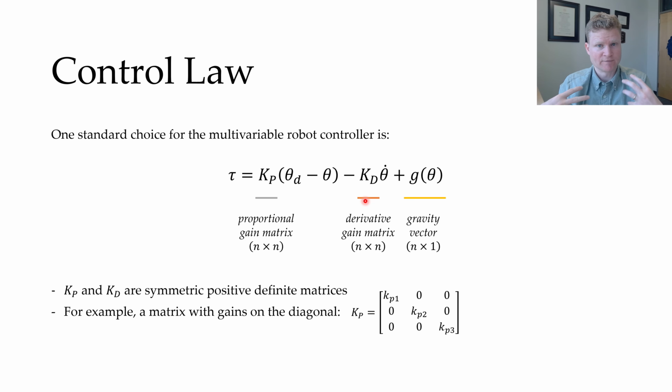Since these are gains, they're left up to the designer, and I can tune and pick these values as I see fit, but there's one rule, and that is that both of these matrices must be symmetric and positive definite. And we'll see why as we move through our analysis, but just keep in mind that these are two symmetric and positive definite matrices. Finally, on the right side, I've got my gravity vector. Now this is an n by 1 vector that just cancels out the effect of gravity. So gravity is pulling my robot towards the ground, and these torques will just keep it in place passively.